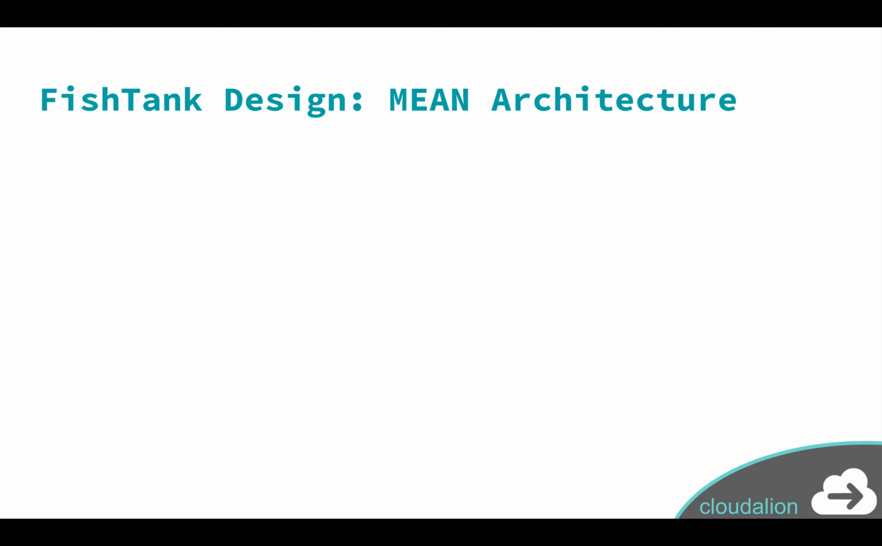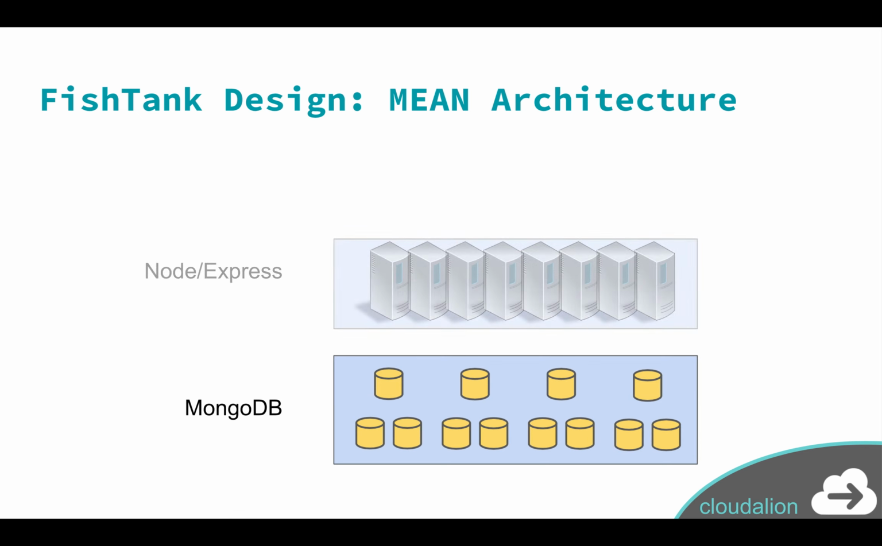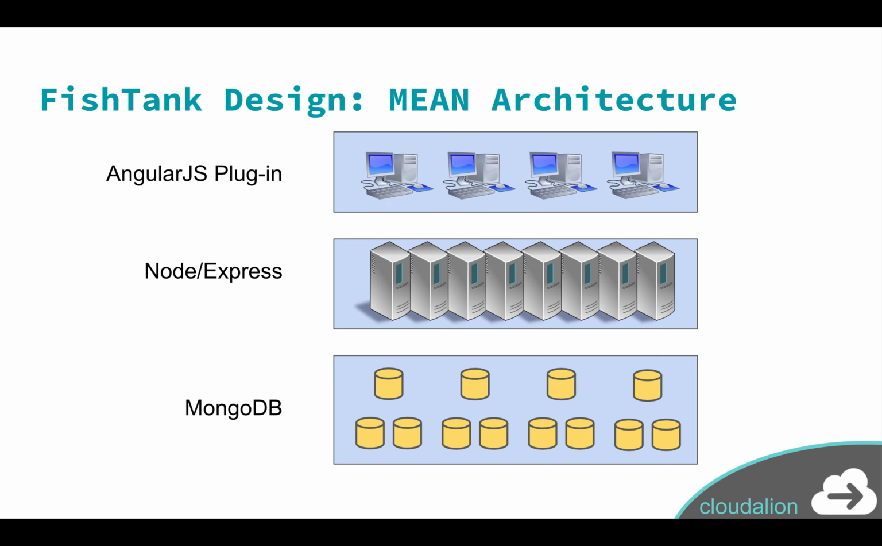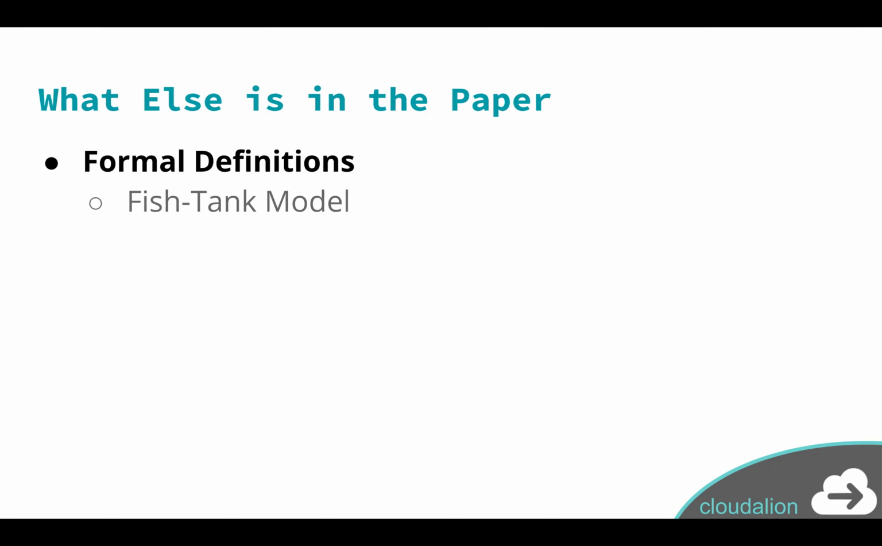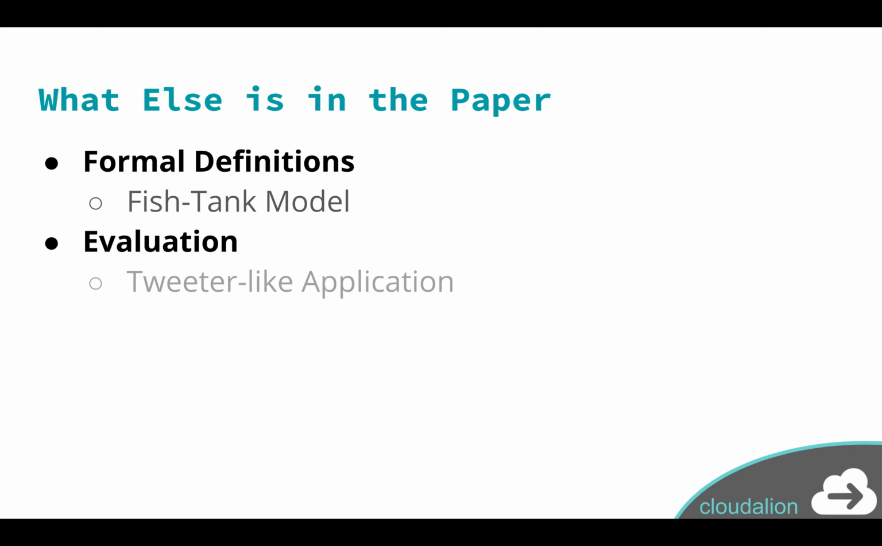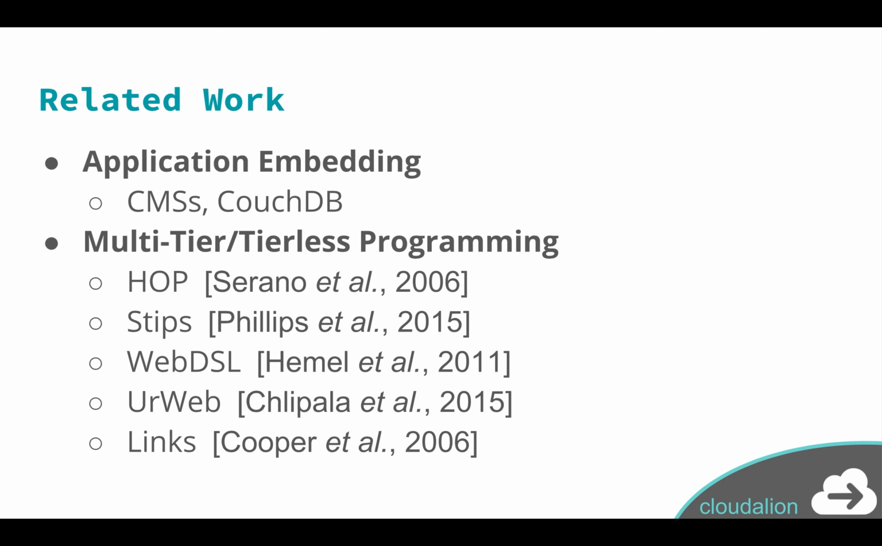As architecture, we chose the MEAN architecture with MongoDB as our data tier, Node.js and Express.js on the logic tier, and for the presentation tier, we have an AngularJS plugin. You'll find more information about this in the paper, as well as a formal definition of the fish tank model, an evaluation in the form of a Twitter-like application, which is more elaborate, of course, than the one we saw right now, and a discussion of applicability, correctness, and performance. You'll also find a discussion of related work, including application embedding and multi-tier or tierless programming.